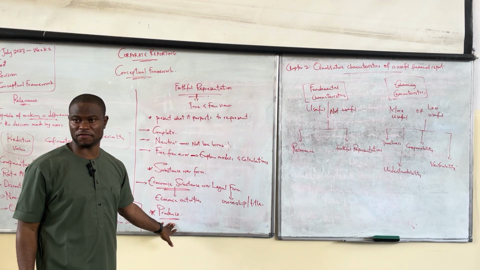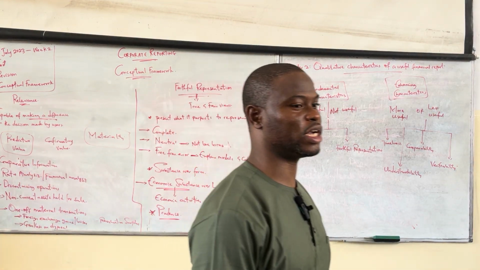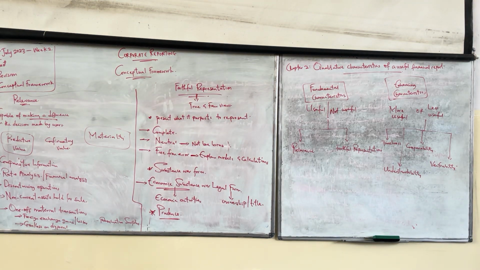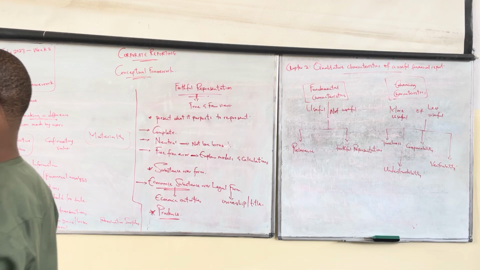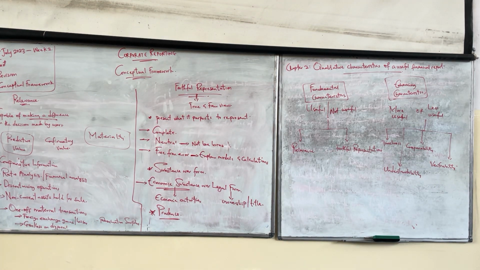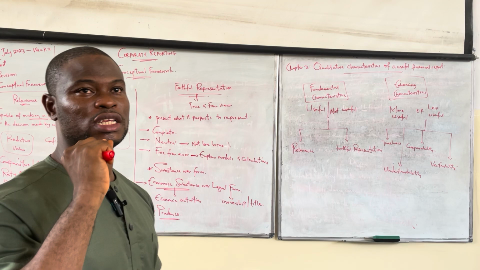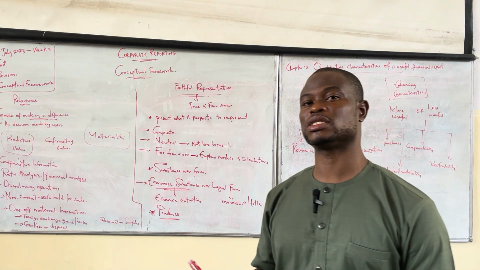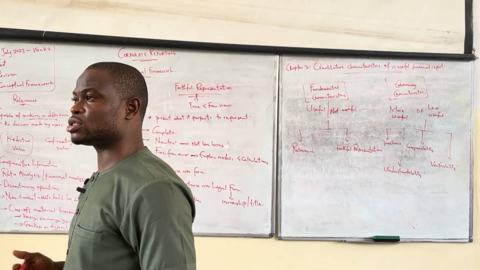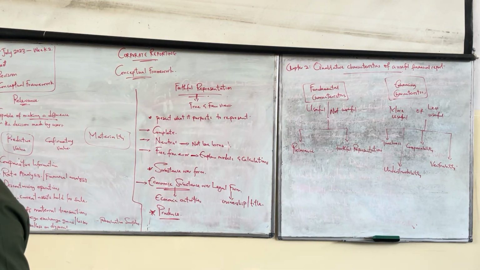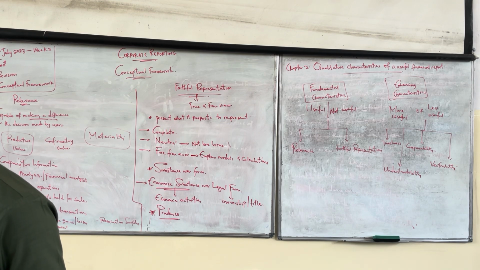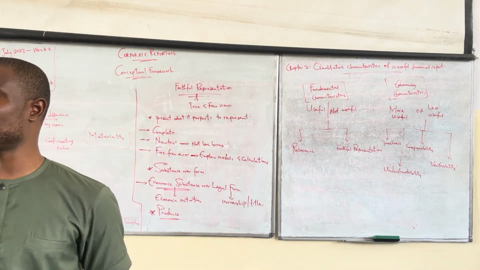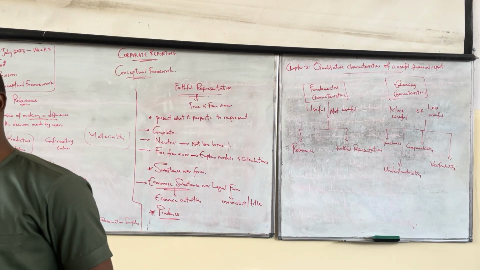So what is prudence itself? We are writing. Prudence is the exercise of care when making judgments under conditions of uncertainty. So prudence is the exercise of care when making judgments under conditions of what? Uncertainty.